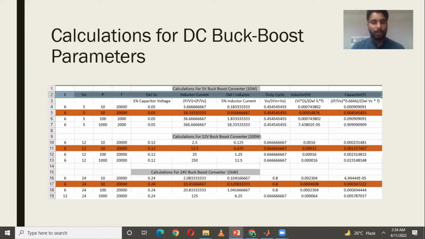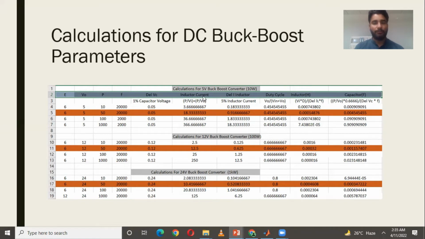Now these red shaded areas are the values which we have calculated for our hardware implementation and software implementation. These values are according to our choice because of the problem we face: inductor and capacitor values are not available in our market. So we have set values according to which values are available in our labs, in our department and in our markets.